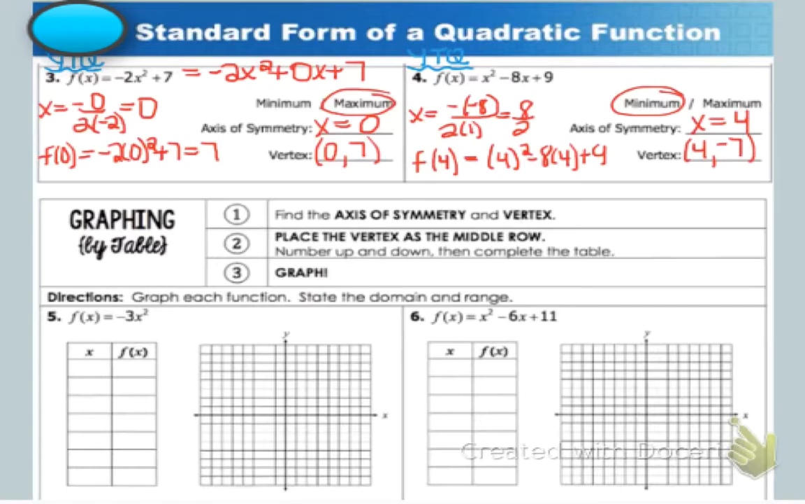And number 4, that represents a minimum value because that opens up. The axis of symmetry is at x equals 4. And the vertex is (4, -7).